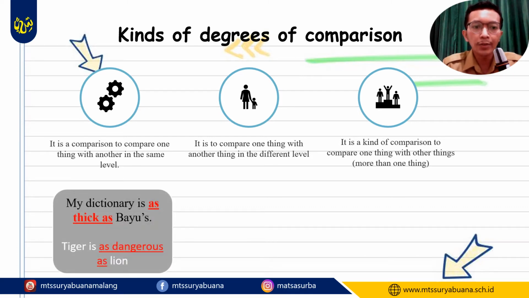This is the example for you. I already made examples related to animals and things. For the first type, positive comparison: my dictionary is as thick as Bayu's. In Bahasa, kamus saya sama tebalnya dengan milik Bayu. The second example: tiger is as dangerous as lion. This is about animals. Macan sama bahayanya dengan singa.